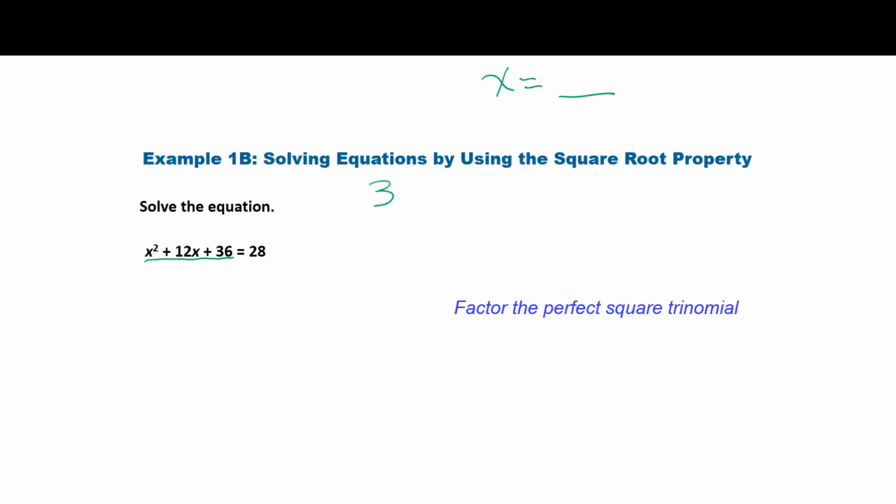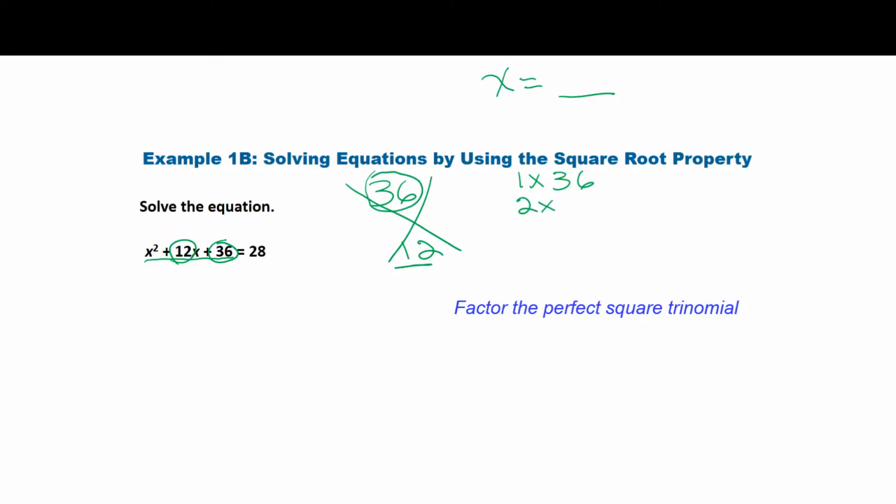So I always take my c term, which is 36, make a big X here, and I take my b term, which is 12. I'm looking for factors of 36 that multiply together to get 36, add together to get 12. So I'm going to just work through my factors of 36. You probably see it already, but I'm going to do it anyway. So I have 1 times 36. They multiply together to get 36, but they don't add together to get 12.